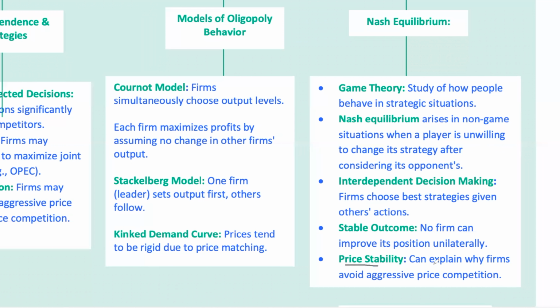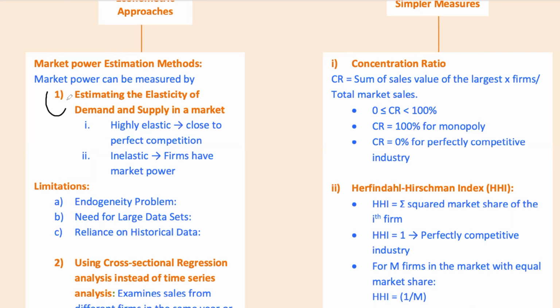Finally, let's talk about determining market structure and how we measure it. Let's talk about market power. Understanding market power is crucial for analyzing how firms influence prices and maintain their competitive advantage, which is critical for understanding market structures and firm behavior. Let's dive into the two primary methods for estimating market power: elasticity analysis and cross-sectional regression analysis.